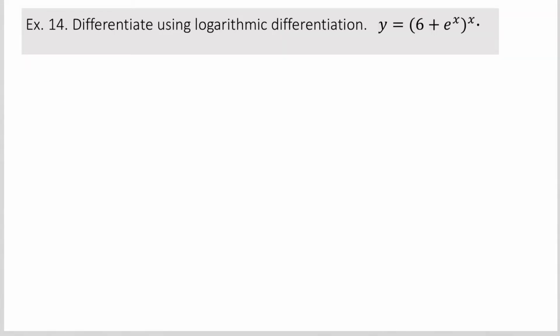So there's a lot we can do with this technique. Let's just do a little bit more. So I've got, once again, a complicated power situation. So I'm going to use logarithmic differentiation to differentiate this function here. So ln of both sides. First step.